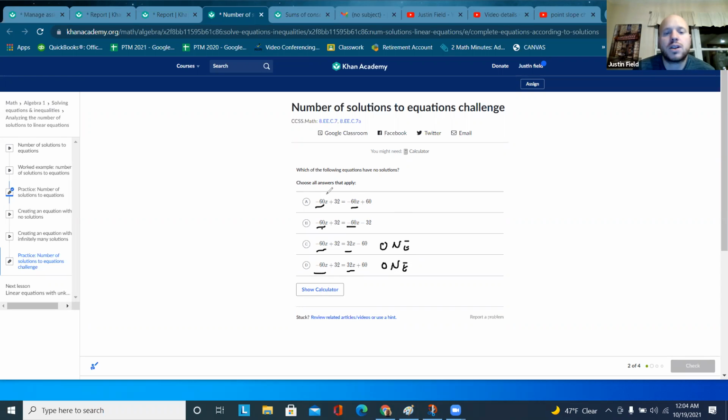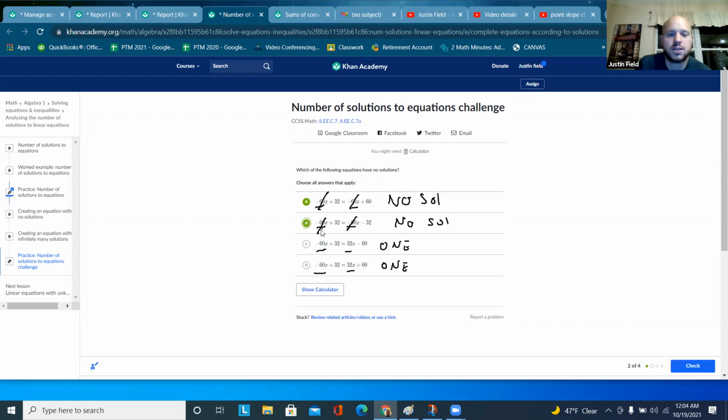Now, after I've looked at the coefficients, I can just cancel them. And now I look at the numeric terms. If they are the same, there are infinite solutions. But if they are different, there is no solution. So 32 and 60 are different, no solution. 32 and negative 32 are different, no solution. See, if they were the same, there would be infinite solutions.